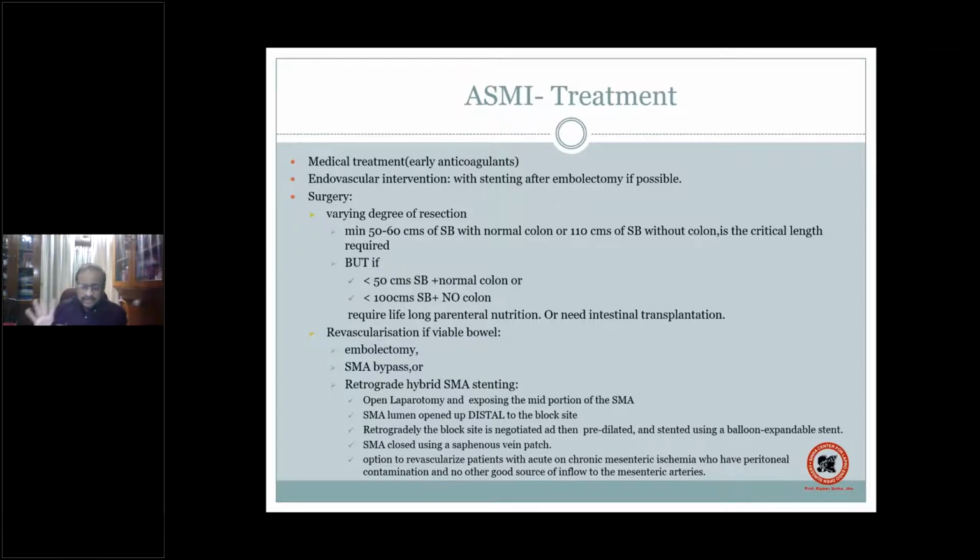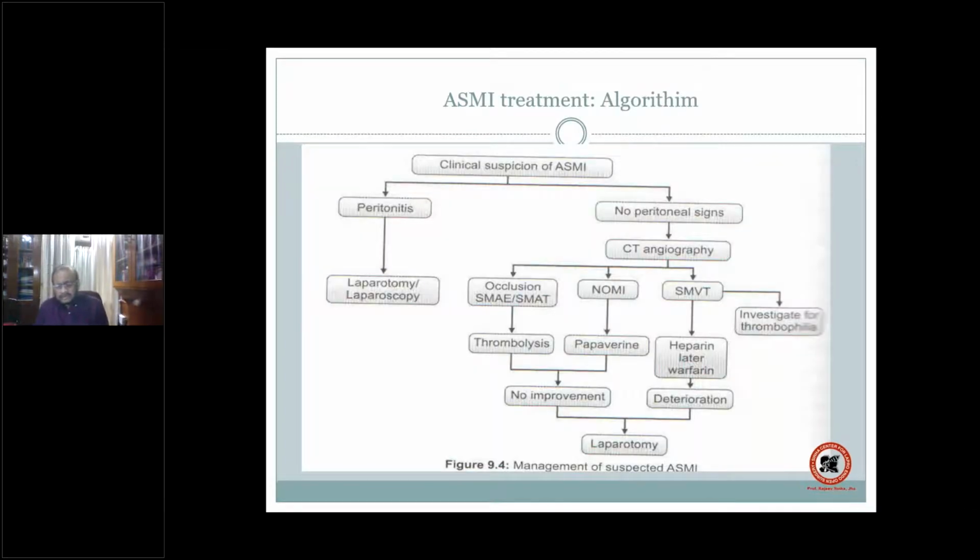So in principle, you can do a revascularization, but remember, revascularization is best done in a sterile field. That means there is no peritoneal contamination. If there's peritoneal contamination, you have to be on your guard before you go ahead and do a revascularization. So the algorithm for the acute mesenteric ischemia management is, if you have a clinical suspicion of acute mesenteric ischemia, with peritonitis or without peritonitis. With peritonitis, there is no choice. You have to go in for either a laparoscopy or a laparotomy. No problem.